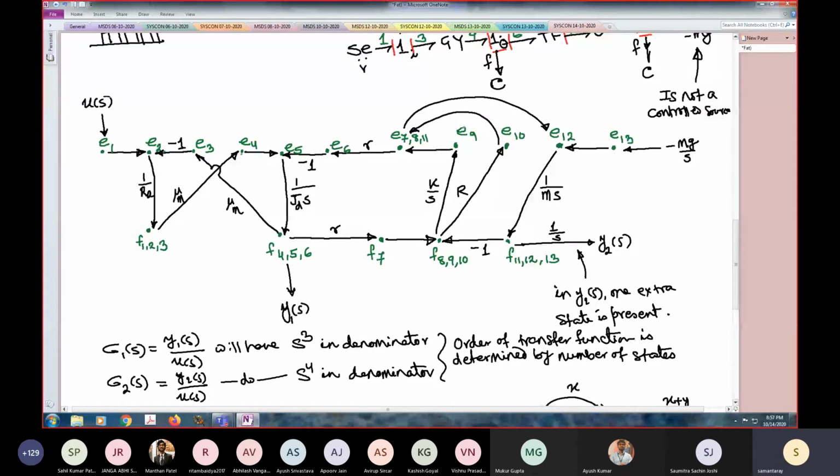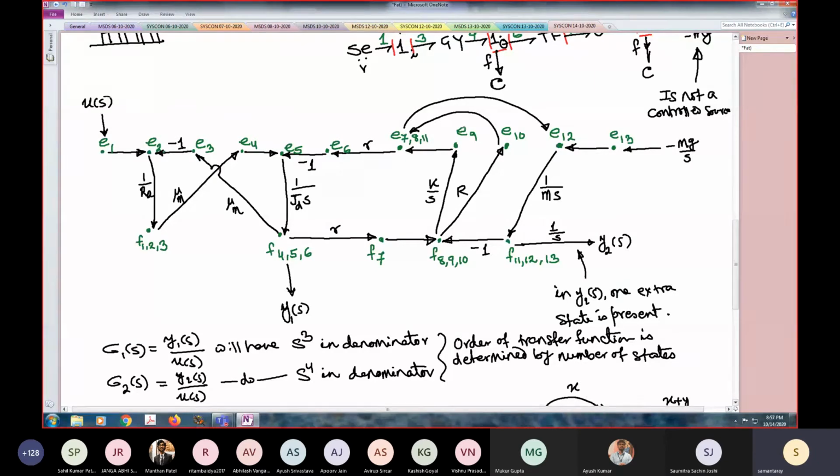Then E4 also was not required, we require E5. So E4 we will remove, I will convert that to E5. E5 we cannot remove because you see two signals coming to E5. So I cannot remove that E5. E4 has only two signals, one in, one out, I can remove it. But when something has more than two inputs, then I cannot remove it. So I will keep E5 from E5 to F456.